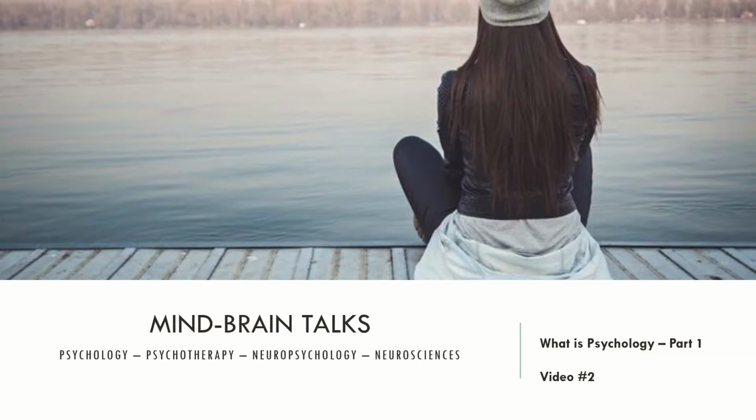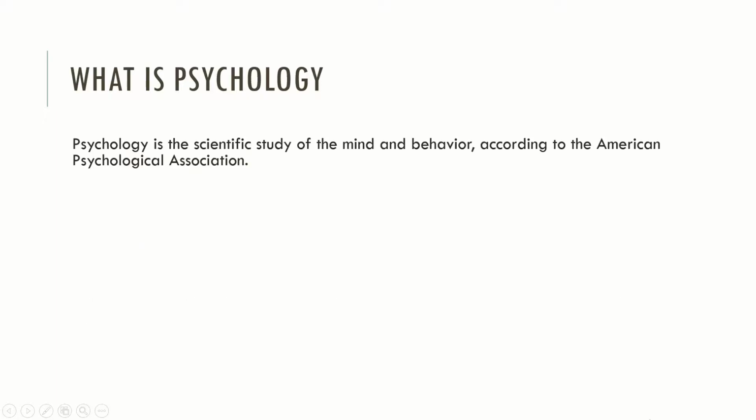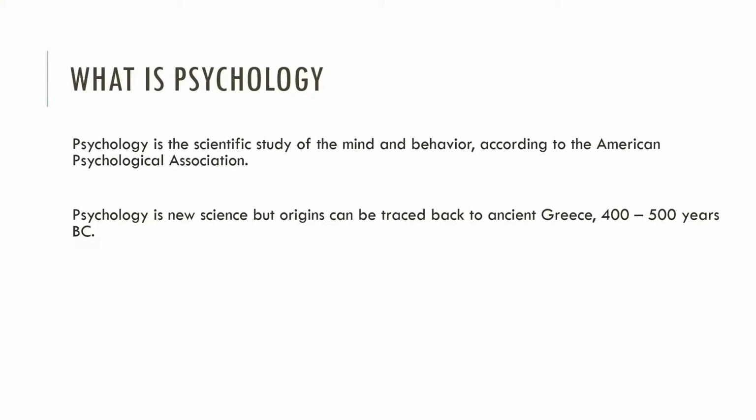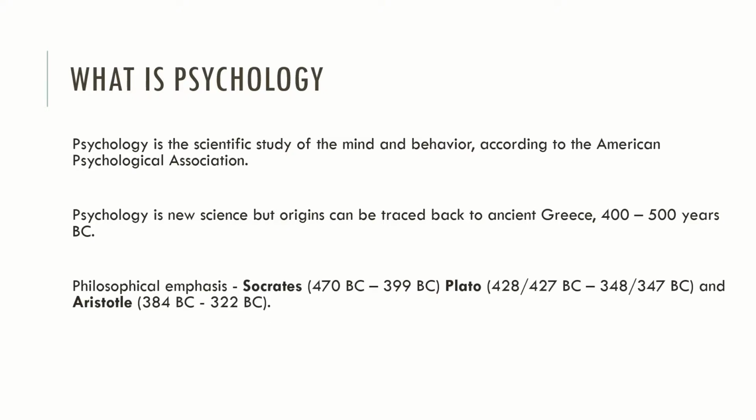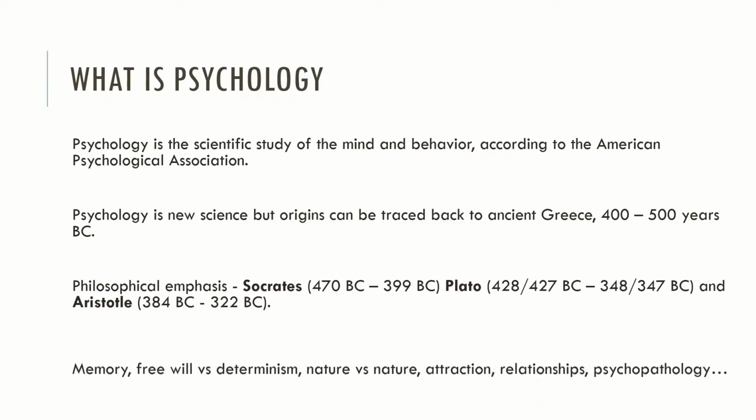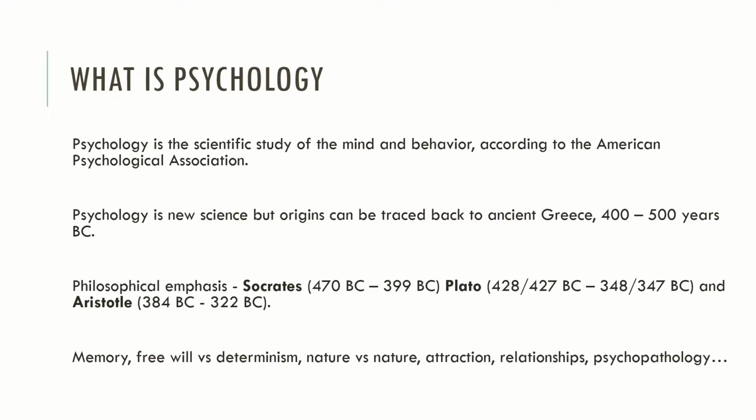So, according to the APA, the American Psychological Association, psychology is the scientific study of mental processes, the mind and behavior. Despite its complexity, psychology is a very recent science, with most advances happening in the past 150 years. However, its origins may be traced to ancient Greece, about 400 to 500 BC. At that time, the emphasis was on philosophical questions, with thinkers such as Socrates, Plato and Aristotle. Curiously, philosophers used to discuss many topics now studied by modern psychology, such as memory, free will, and nature or nurture.